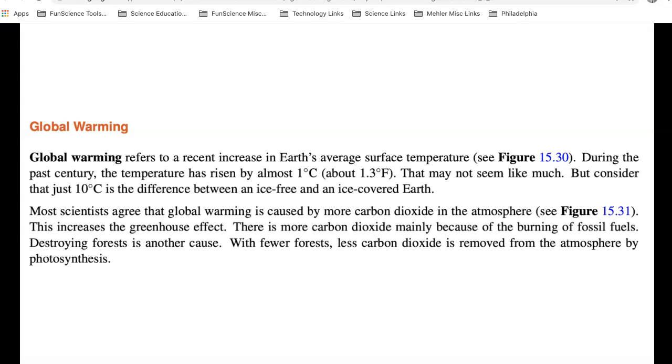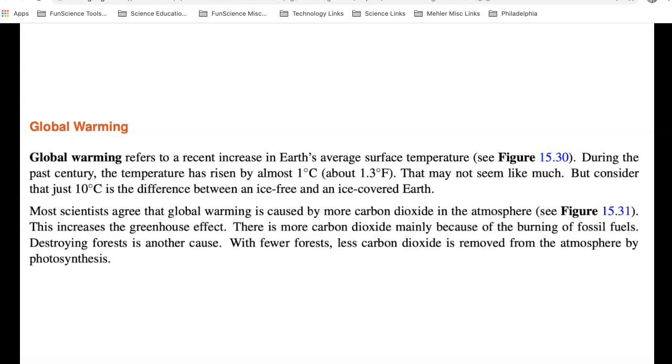So global warming refers to the recent increase in the Earth's average surface temperature, and during the past century, the temperature has risen almost 1 degree. That doesn't seem like much, but consider that a 10-degree difference is the difference between an ice-free and an ice-covered Earth. So it's really important that you realize that these numbers have unbelievable consequences on our planet. Most scientists agree that global warming is caused by more carbon dioxide in the atmosphere. This increases the greenhouse effect.